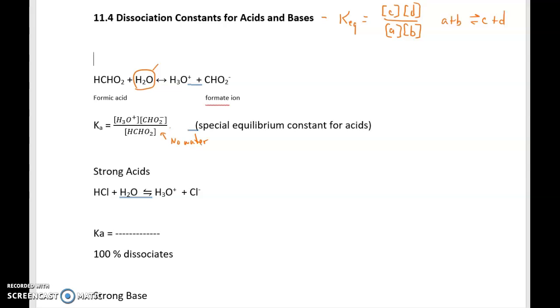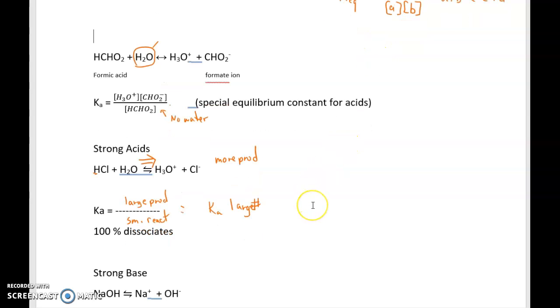In strong acids, we find that they are very successful in being able to get rid of their proton, so they tend to make more products. If we make more products, we have a large amount of product and a small amount of reactant left at equilibrium, and so we expect our Ka to be a large number. Okay? And it dissociates completely.